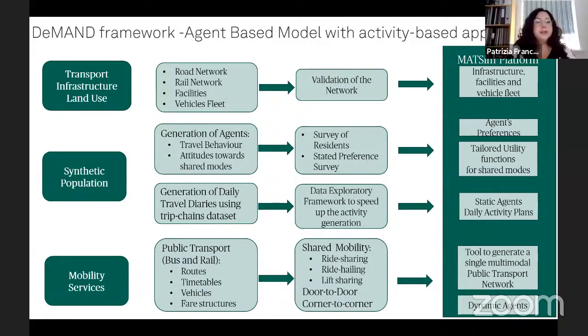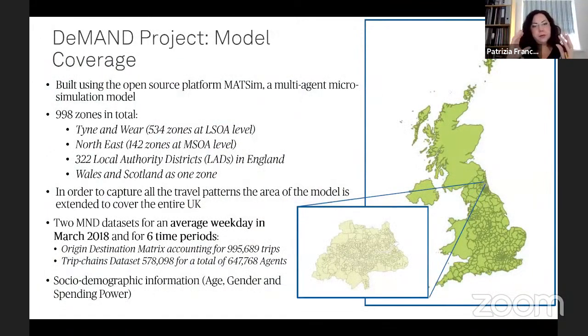So regarding model coverage, even if the urban demonstrator is focusing on Tyne and Wear, the model coverage stretches nationally because mobile network data are continuously connected. And in order to have a good understanding of all the travel patterns happening in the Northeast, we had to extend the model coverage too. So we had a higher spatial granularity in Tyne and Wear, at lower super output area. If you're not familiar, this means 700, 800 households per zone. The Northeast is at middle super output area, and then we have local authority district for the rest of England, and Wales and Scotland come as one zone.